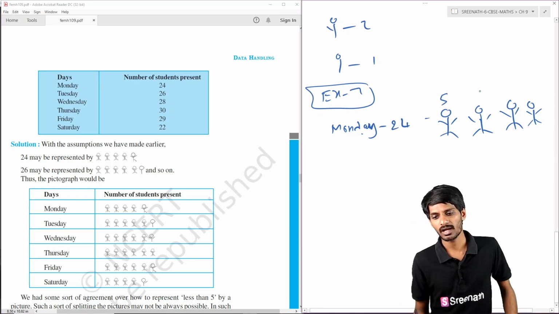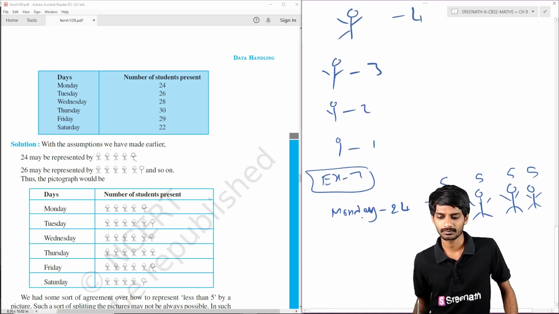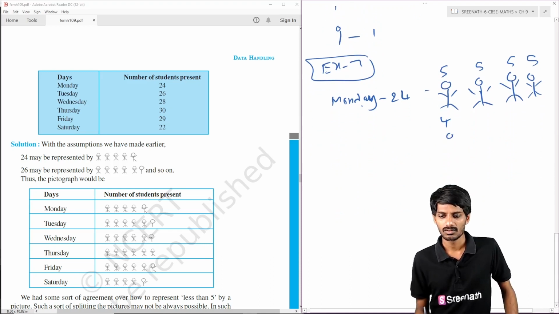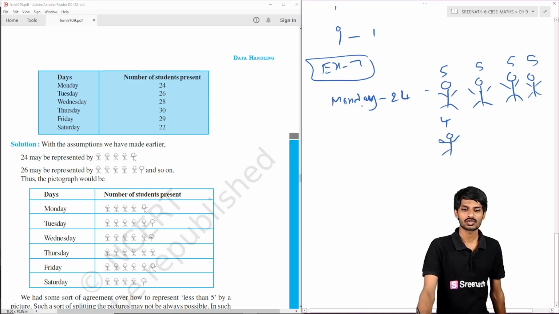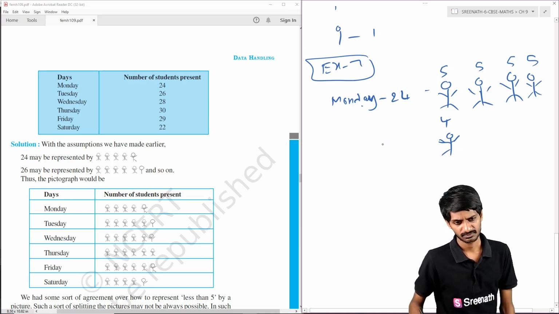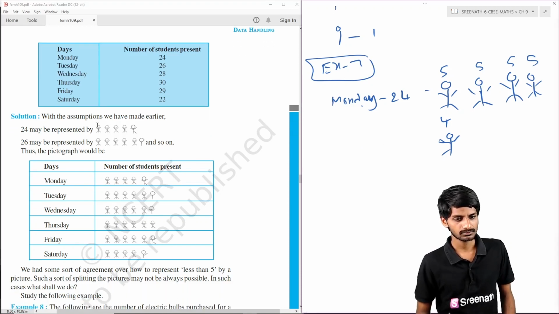If this represents 5, 5, 5, 5, how do we represent 4? That is by this. This is the 4. Okay, students, that is the case. Next, in this way, how to represent Tuesday, Wednesday, Thursday, everything: 26, 28, 30, 29, 22, like that, students.